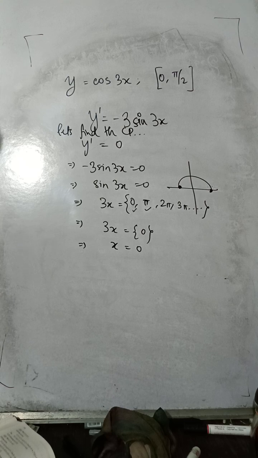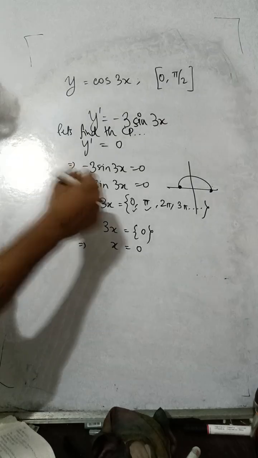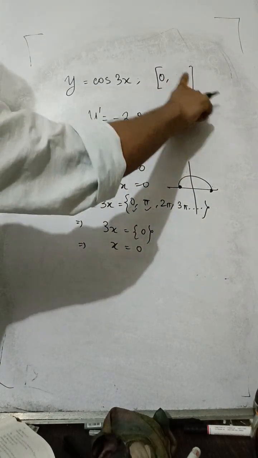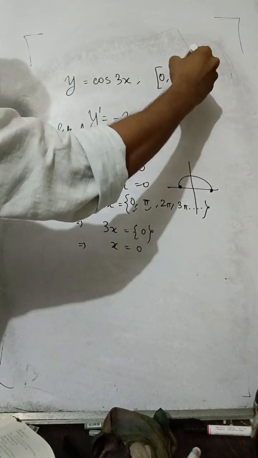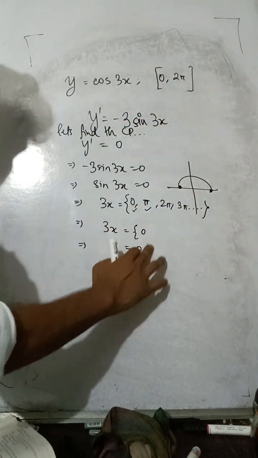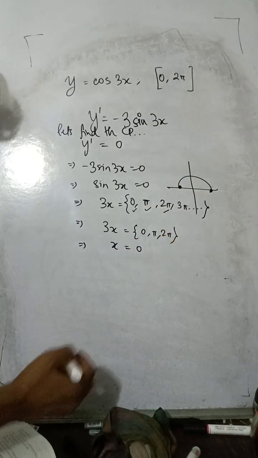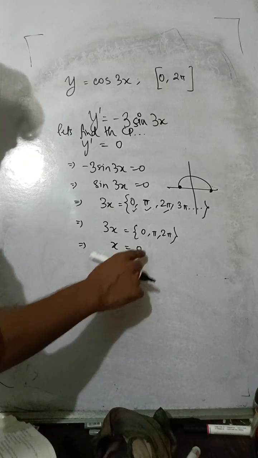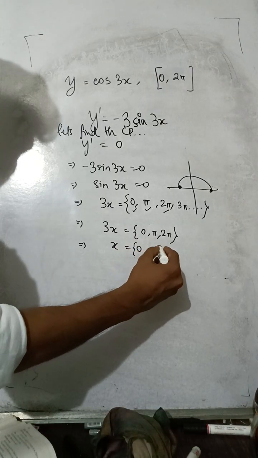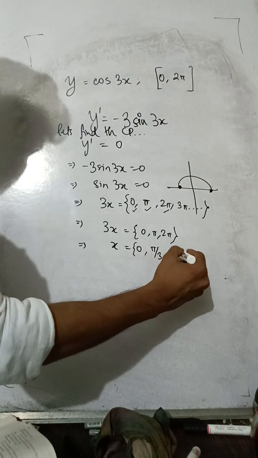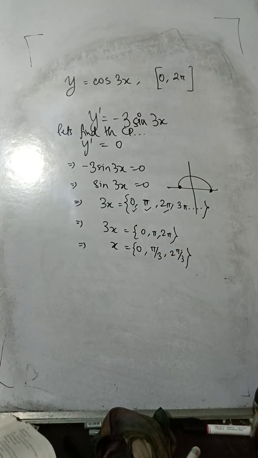So let's do one thing. Let us increase this interval from 0 to, suppose, 2 pi. Then our critical points will also include these two here. In this way we will make it a bit more interesting. So x will be 0, pi by 3 and 2 pi by 3. These are the 3 points where our y dash will be equal to 0.